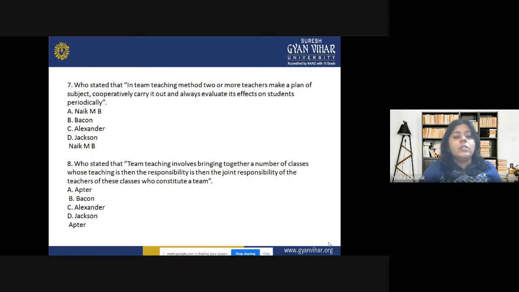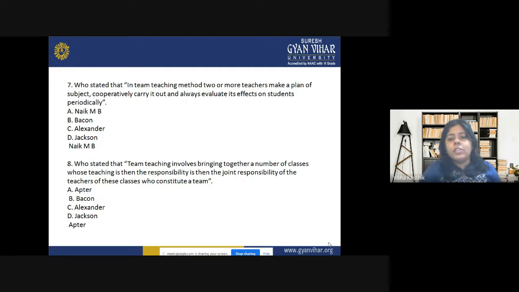Now, the seventh one, who stated, means who has given this definition, in team teaching method, means when the teacher is teaching the students with this particular method.